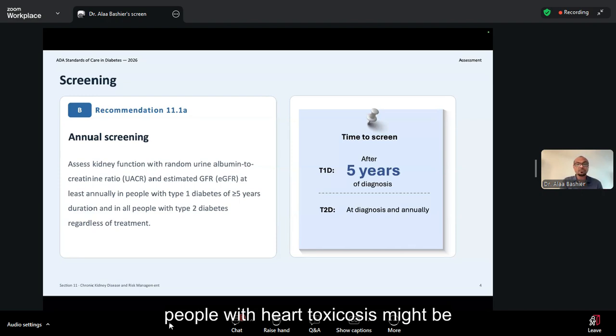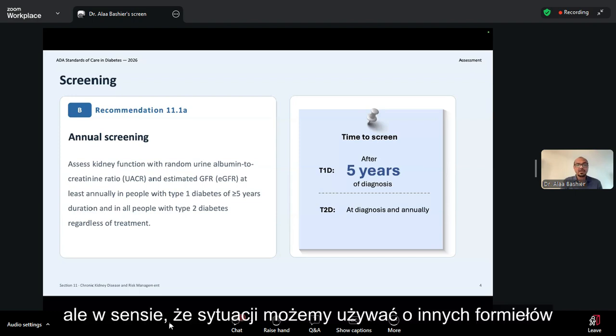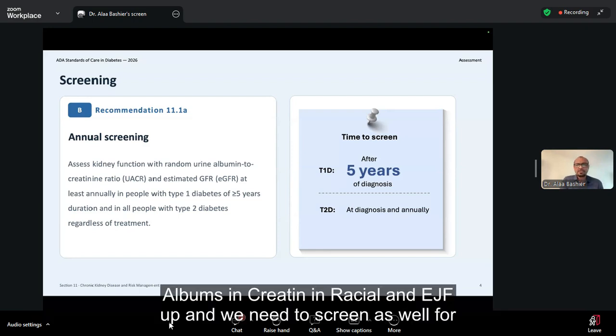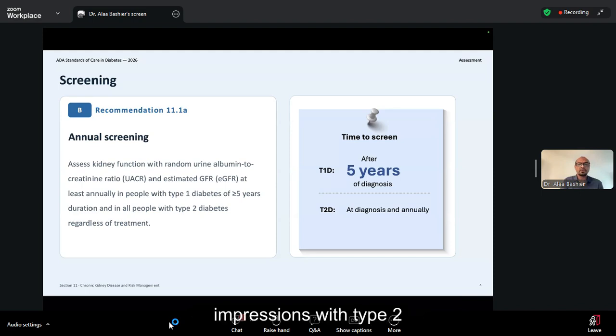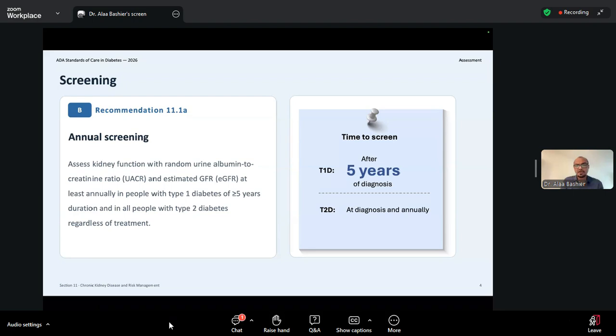People with thyrotoxicosis might have abnormal cystatin C values. So basically, the agreement is to use the CKD-EPI, but in certain situations, we might need to use other formulas. Now, how to screen? As we mentioned earlier, we need to use both albumin creatinine ratio and EGFR. And we need to screen as well for cardiovascular complications in patients with type 2. And this is a recommendation by the UAE guidelines.